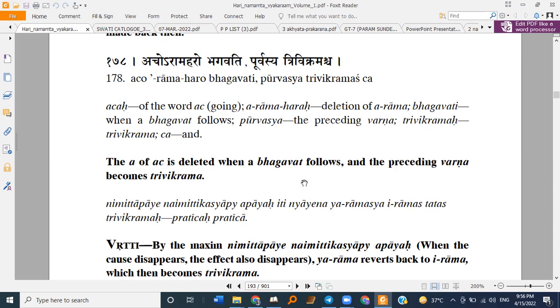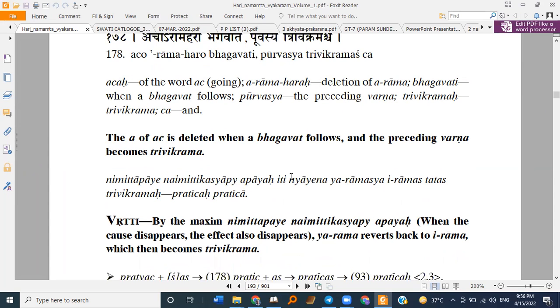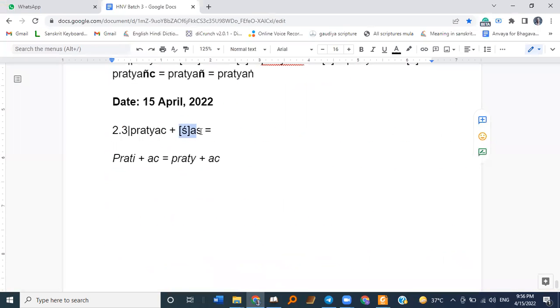Now, Shas is Bhagavat Sangya. Shas is Bhagavat because it is not Krishna Sthana, and it's also beginning with the Sarveshwara. Now the A of Pratyach gets deleted. So we get, let me put it like this. Now, so we get this.